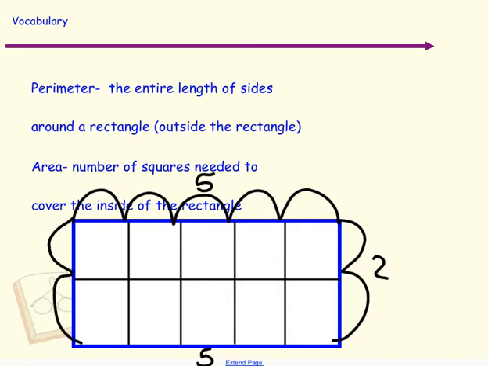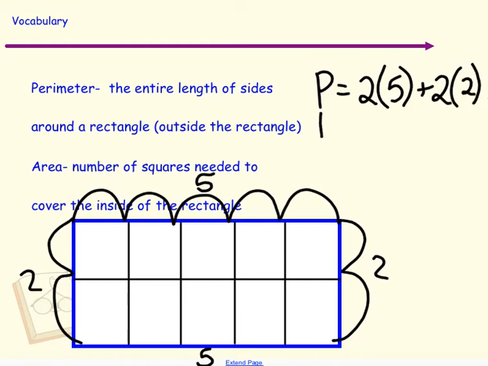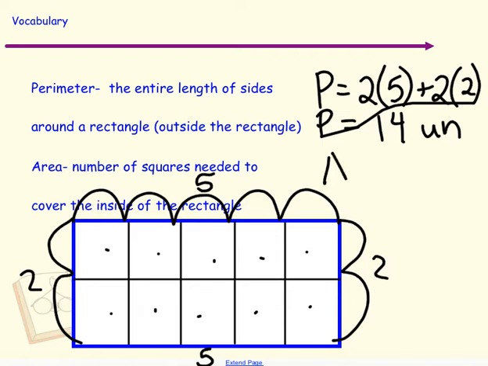So if we were to add those up, for my perimeter I'm going to be doing 2 of the 5s plus 2 of the 2s. That means that our perimeter is going to be 14 units. Now let's look at the area. There's a couple ways to think about this. One is you could count up all of the squares inside, or you could just multiply 2 times 5, length times width. So our area is going to be 5 times 2, which is 10 units squared. Okay, pretty simple example. Let's try another one.